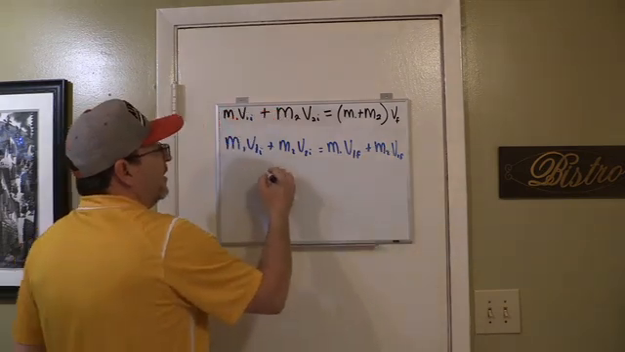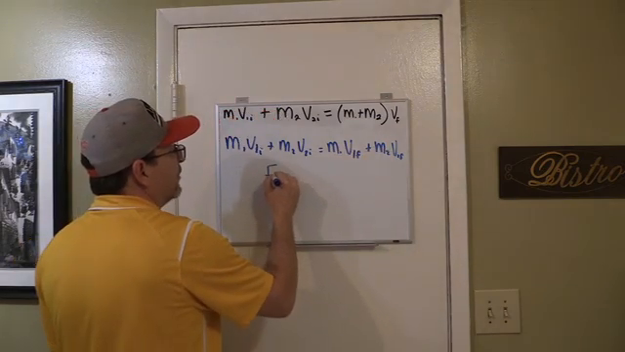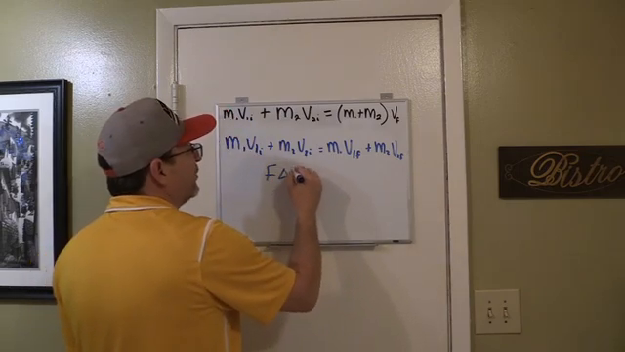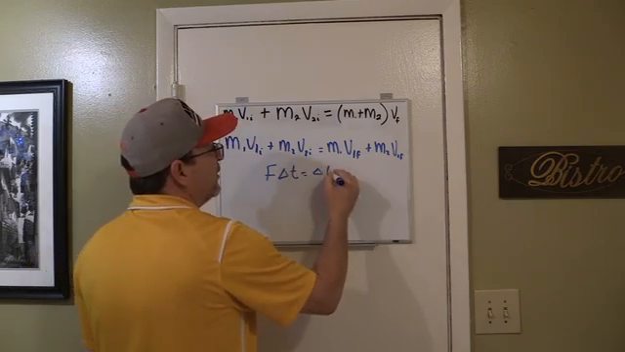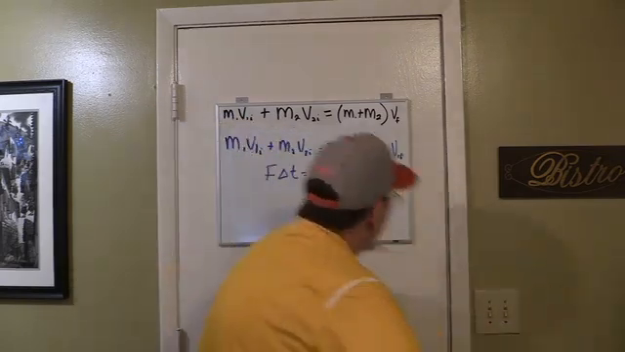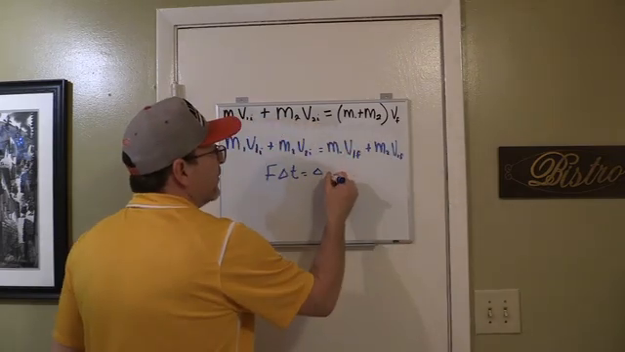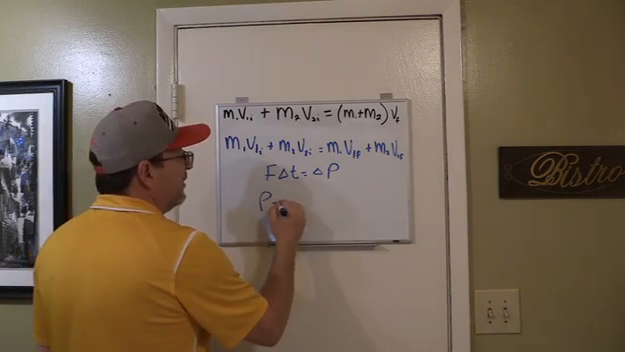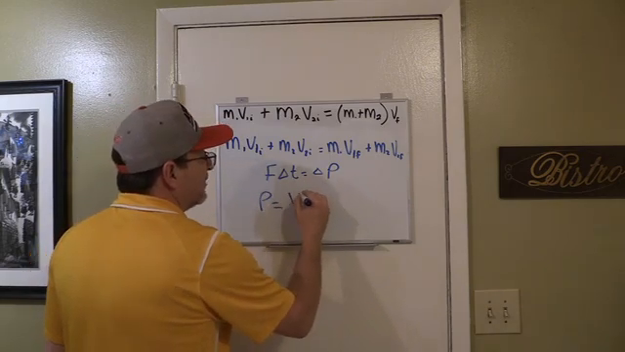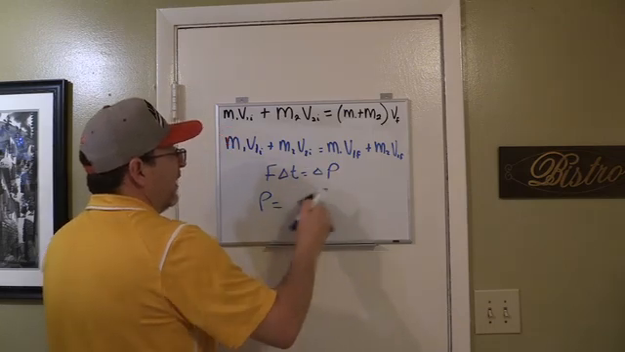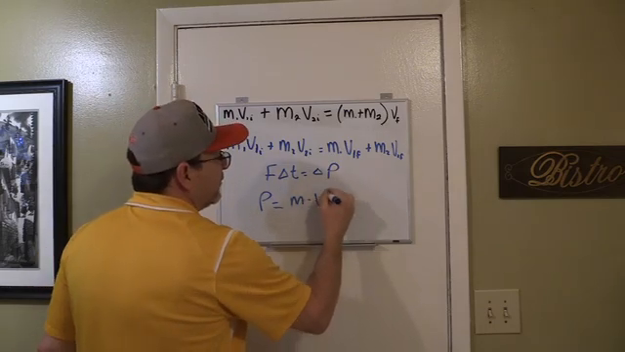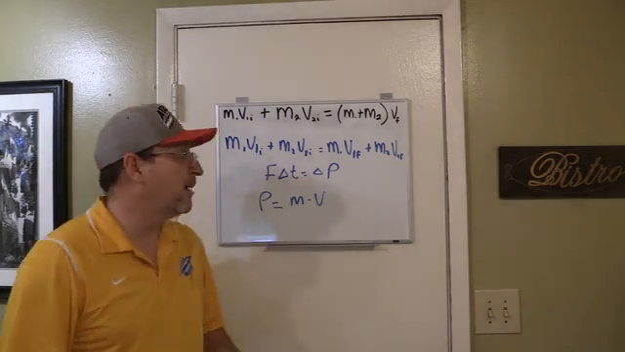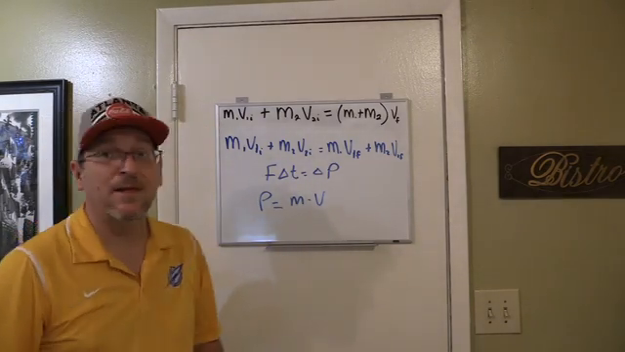And then we had the impulse momentum theorem. Force times change in time is equal to the change in momentum. And then we had just momentum is equal to mass times velocity. Mass times velocity. All right. So those are the big equations that you have for this particular unit.